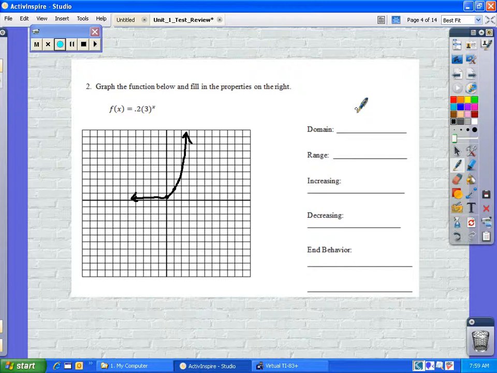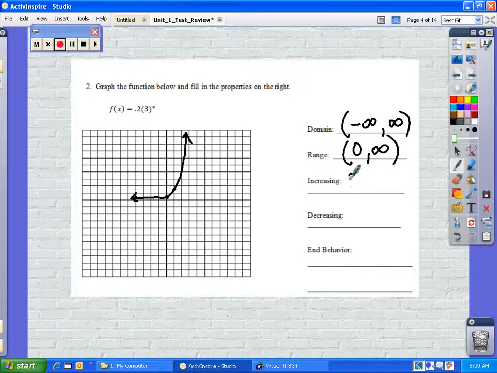Okay. So your domain is really all real numbers from -infinity to infinity. Your range is from 0, not including 0, to infinity. It is increasing on the entire domain. This is increasing from left to right on the entire domain. It is not decreasing.